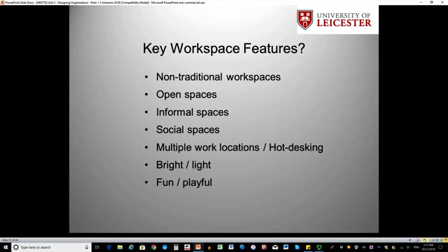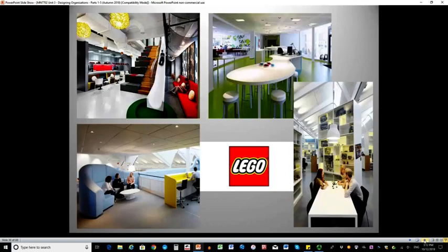What you also see from these examples is that many of the workspaces are very bright and light and fun and playful, and that's partly because these psychologically encourage us to be more creative, encourage us to be more playful in the way that we think about solutions and ideas, so that the workspace can not only help in our social interactions, but can also help us in our psychological responses, if you like, to the way that we think.